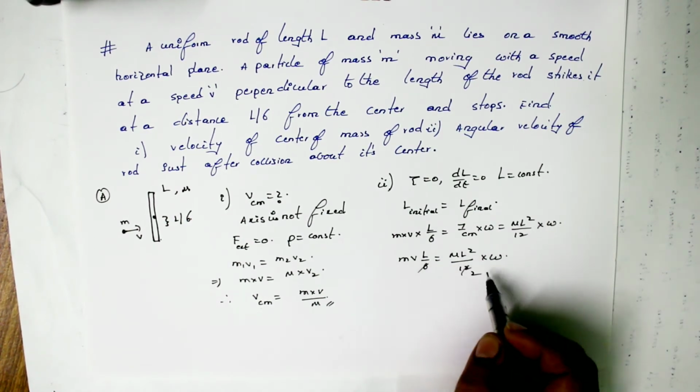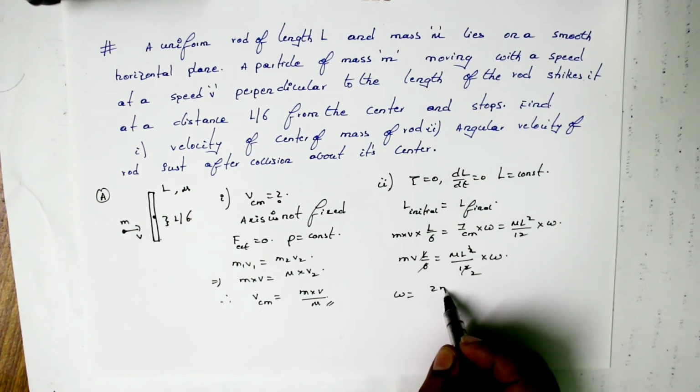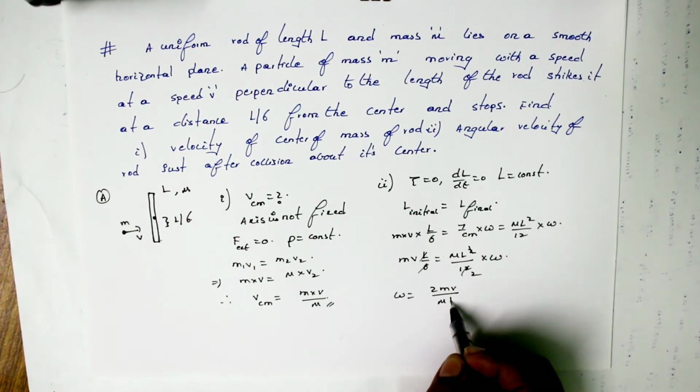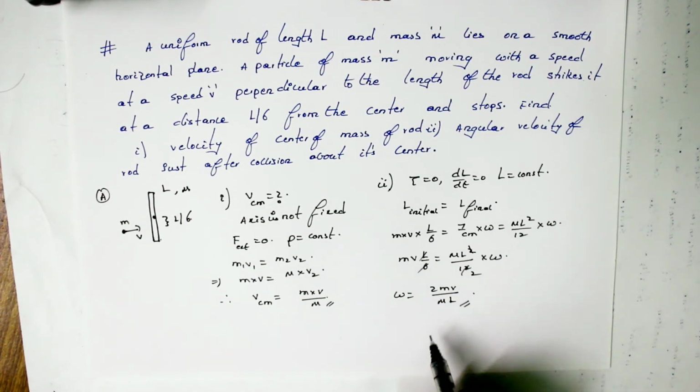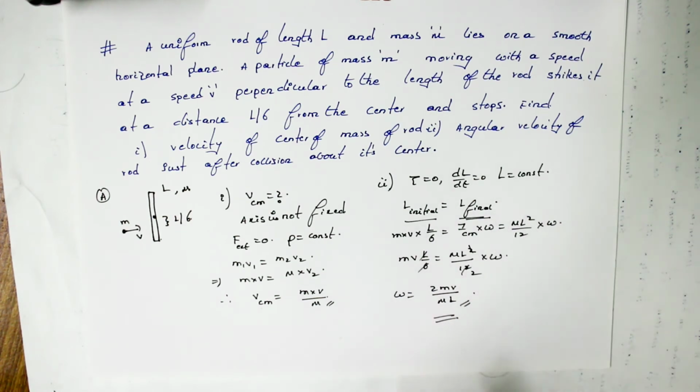So 6 ones are 6, 6 twos are 12, and L and L square get cancelled. So omega is equal to 2 m v divided by capital M into L. So this will be the angular velocity of the rod. This we have calculated by considering the law of conservation of angular momentum.